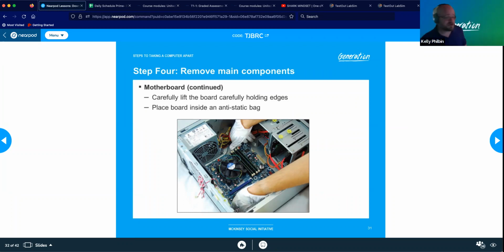In my cohort, this was one of our tests. We had to take a computer, field strip it all the way down to the frame, and then the teachers would come by, check us off, and then we had to put it all the way back together, pass POST, and then we passed that test. So it was a little bit different.